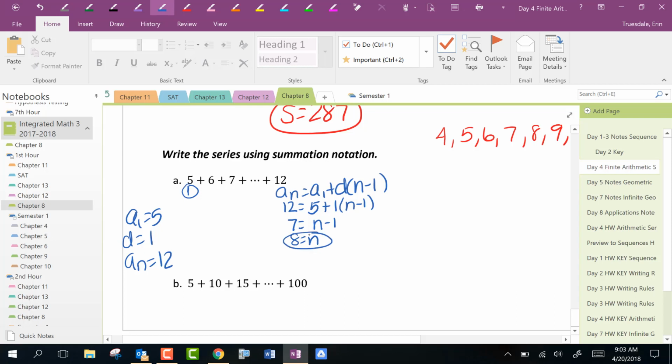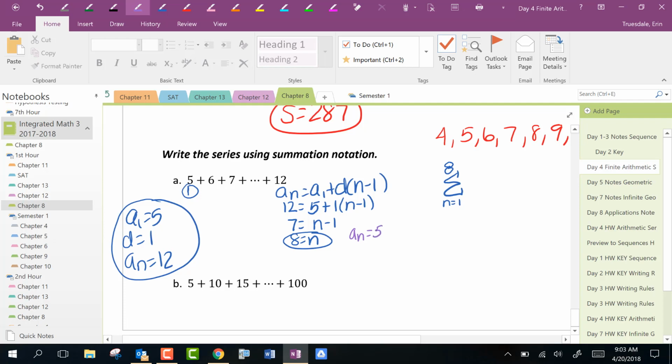Now I have n is 8 and all of this information, and I can plug into my sum formula. So I'd have the summation, this little E thing. I'm starting at term 1 and I'm going up to term 8. Now I need a rule that generates these terms. You guys have been practicing writing those rules the whole time. So we need to figure out what the rule is. I have an equals a1, which is 5.